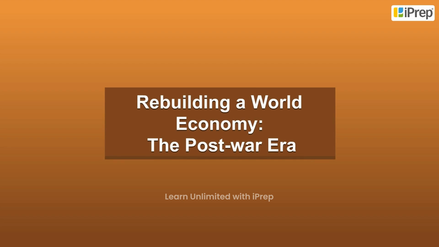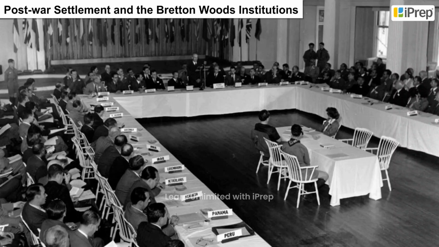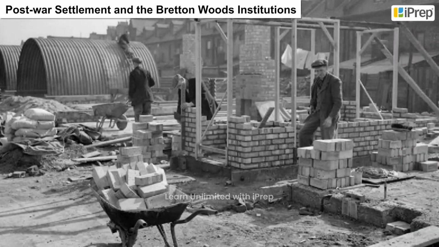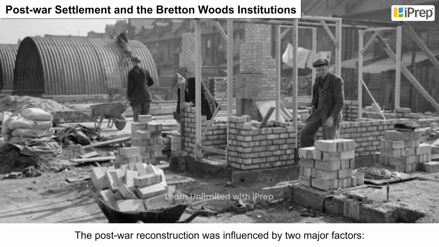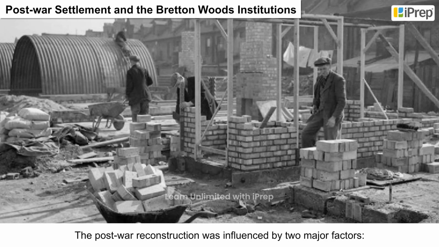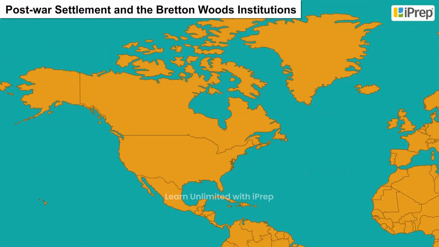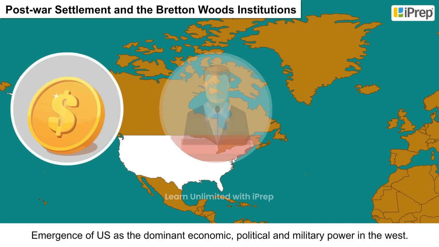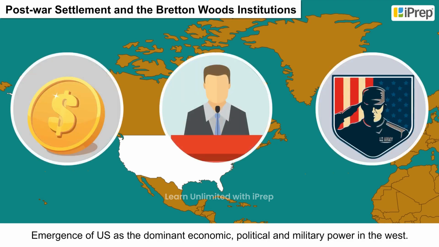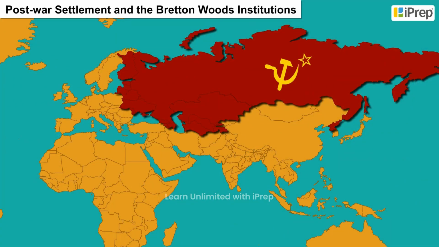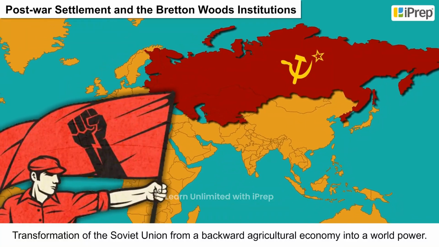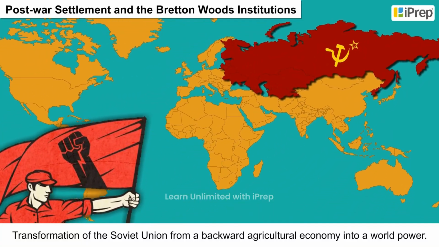Rebuilding a world economy, the post-war era. Post-war settlement and the Bretton Woods institutions. The post-war reconstruction was influenced by two major factors. 1. Emergence of US as the dominant economic, political and military power in the West. 2. Transformation of the Soviet Union from a backward agricultural economy into a world power.